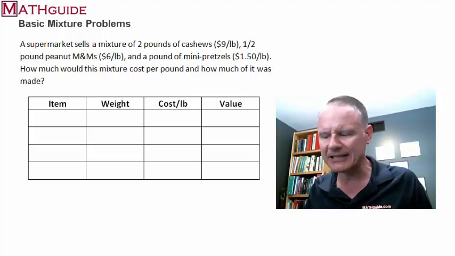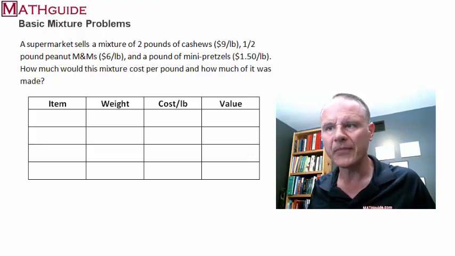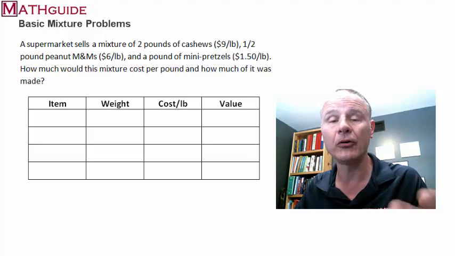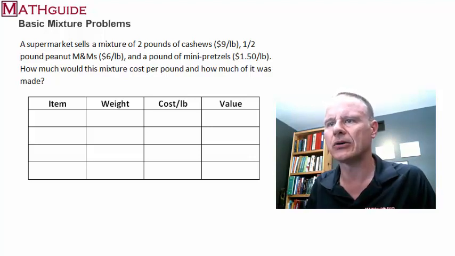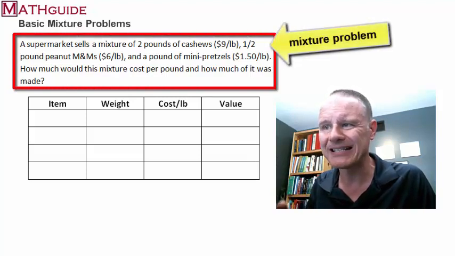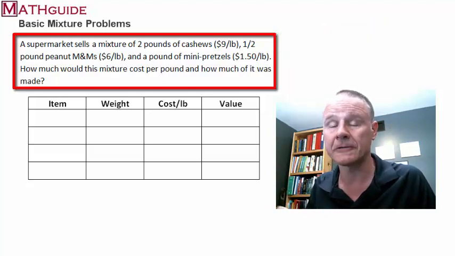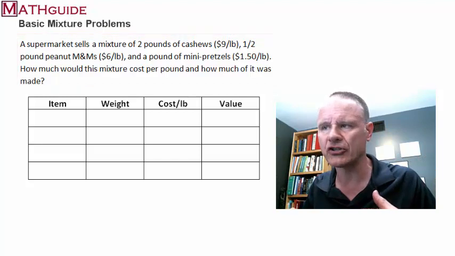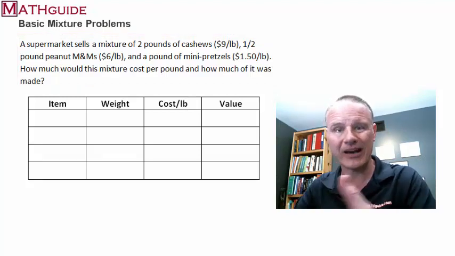Well, anyway, let's take a look at how these mixture problems look, and we're going to look at a food mixture. Sometimes we call these a trail mix. So let's say that we were looking at this problem where a supermarket is going to mix 2 pounds of cashews, a half pound of M&Ms, and a pound of mini pretzels. And so they create their own mixture and mix all these items together, and they want to sell this.